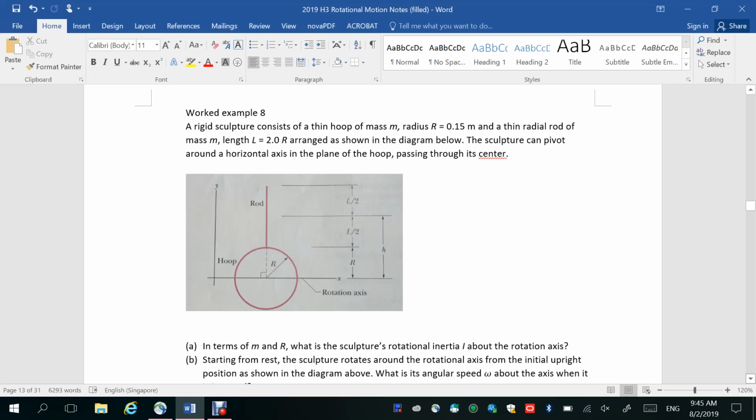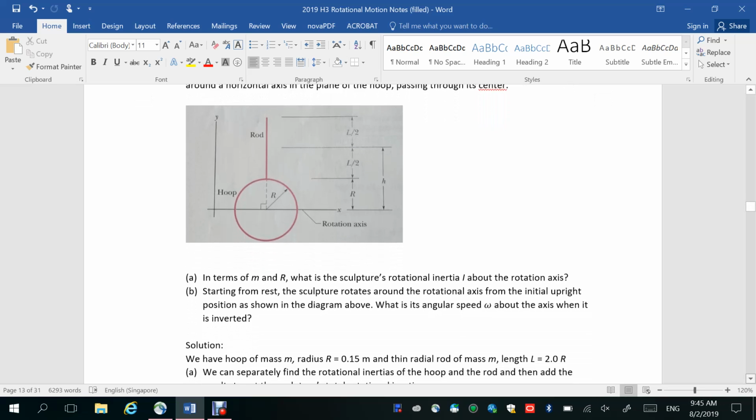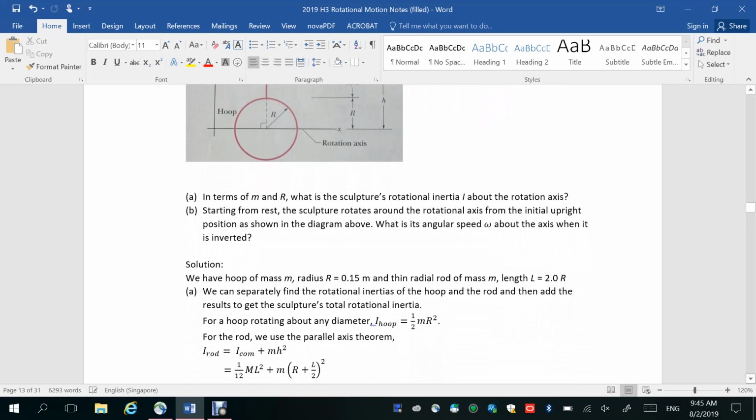Okay, so this sculpture consists of two shapes. One is a hook, the other is a rod. You can find the moment of inertia for the hook and then find that of the rod, and add them together. That will give you the total rotational inertia. The reason why you can do this is because rotational inertia is a scalar. So if you have many of these rigid bodies come together to give you a composite body, you can just find the individual ones and sum the rotational inertia together. Okay, so to find the rotational inertia of the sculpture.